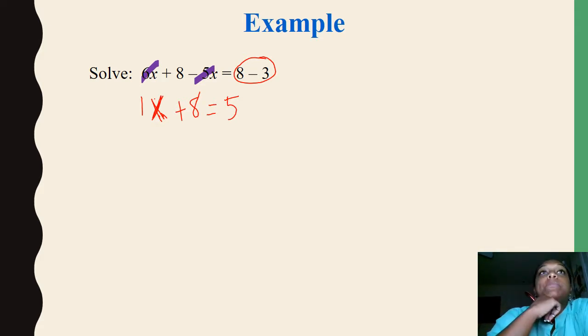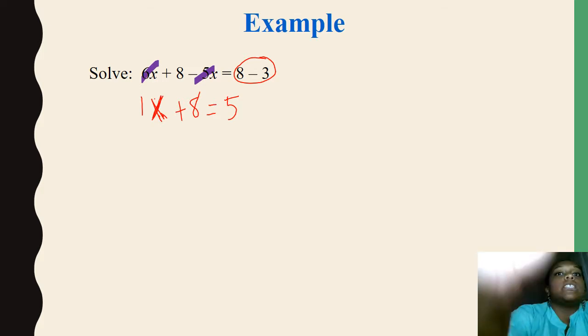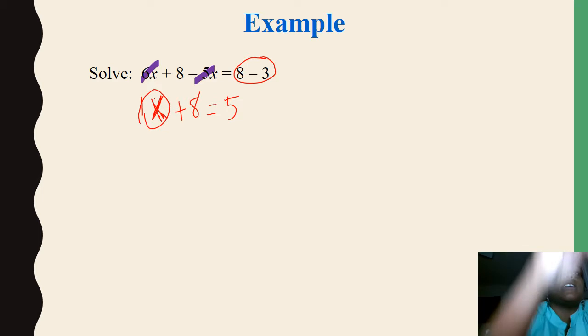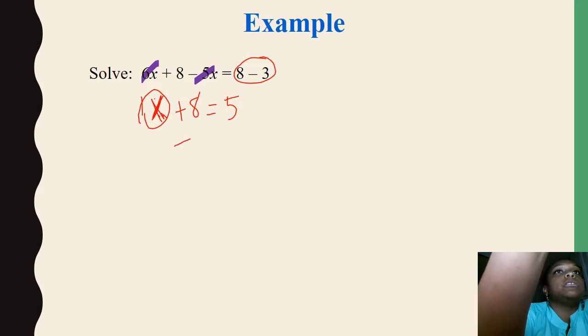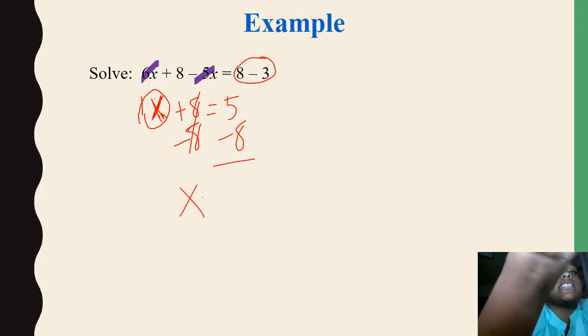So I have 1x plus 8 equals 5. So from this problem, I can now tell myself, oh, all right, now it's just a one-step equation. So with a one-step equation, my goal is to get my x by itself. And I can do that in one step because it's already 1x. So if I have a positive 8, then I'm going to subtract 8. What I do to one side, I'm going to do to the other. So I have x equals 5 minus 8.